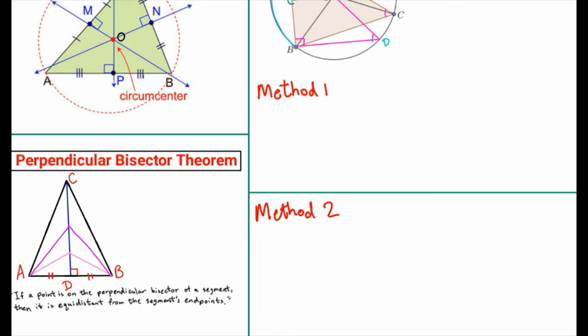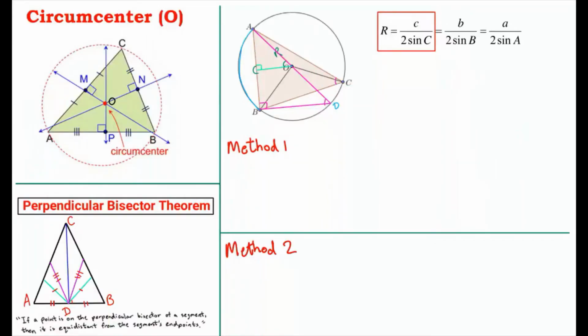Isn't that interesting? Something else I would like to mention about the circumcenter of a triangle is that this point O over here, the distance between the three vertices and the point are all the same, thus making it the center of the circumscribed circle of triangle ABC. Next, let's move on to this formula over here.